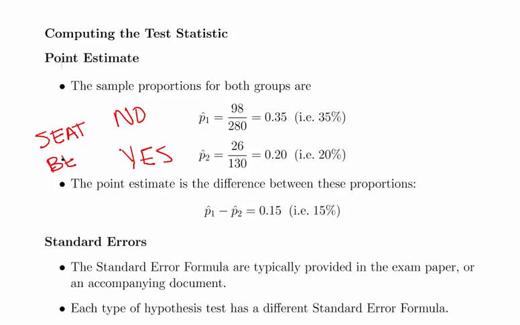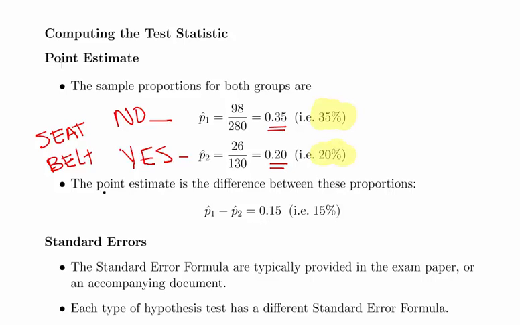Just to add a bit more emphasis: p1 hat is 98 over 280, which is 35%, and p2 hat is 26 over 130, which is 20%. Sorry, I'm going to use percentages as opposed to proportions, and the reason for that will become clear shortly, but it doesn't matter too much.